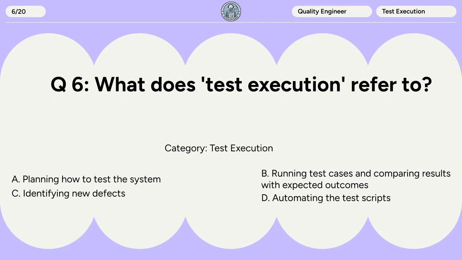Question 6. What does test execution refer to? A. Planning how to test the system. B. Running test cases and comparing results with expected outcomes. C. Identifying new defects. D. Automating the test scripts.